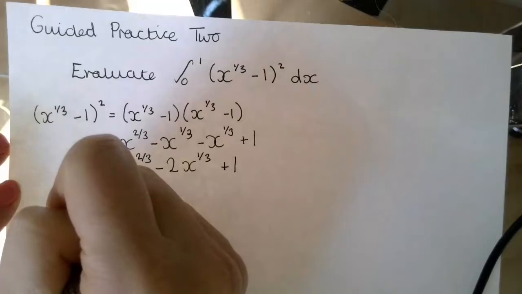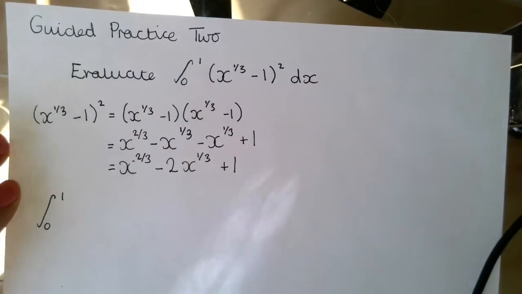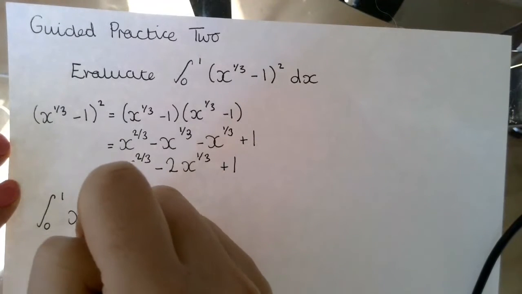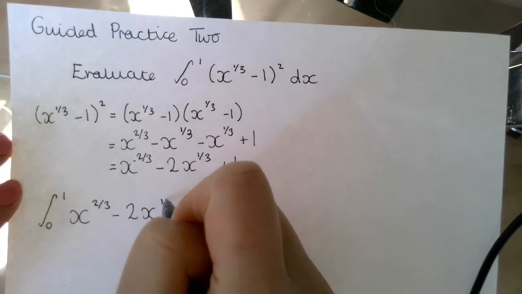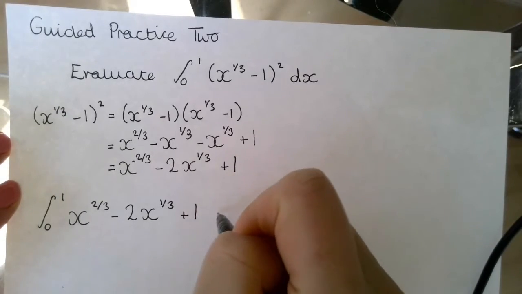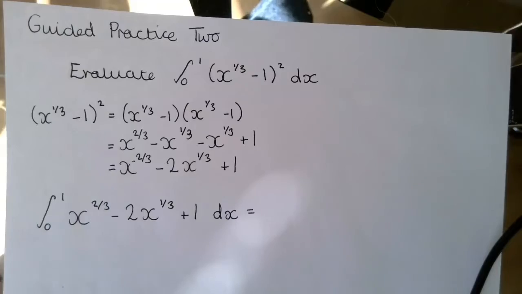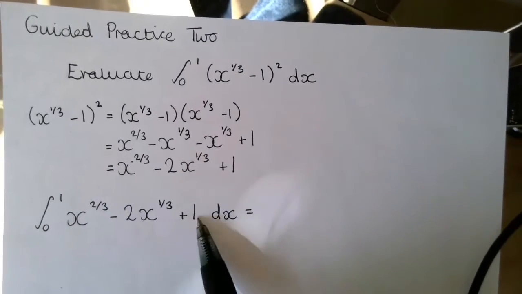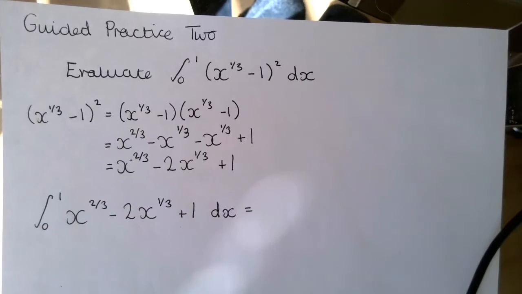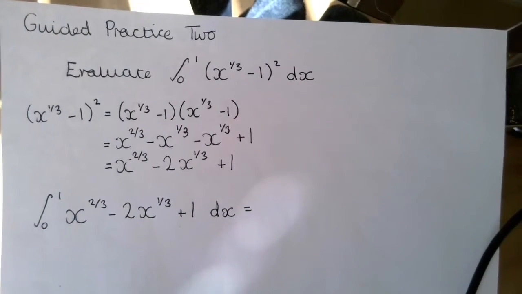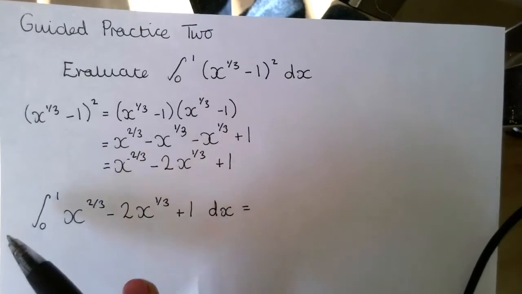So our integral we can rewrite. We're integrating from 0 to 1, x to the power of 2/3 subtract 2x to the power of a third plus 1 dx. The way we're going to do this, we're going to start by integrating our expression just like we have done in our previous lessons, but then we're going to evaluate our expression between these two points.